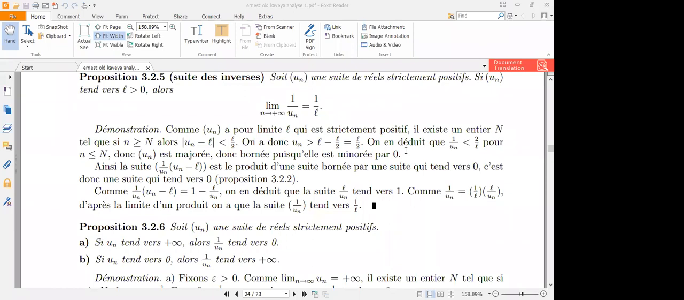And then what happens now, in this case here, they have multiplied the initial suite, which is 1 over the suite, by the redefinition of the suite in the other way, which is Un minus the L. Un minus the L. And then here they say that the product of these two suites, which are bounded, has a limit which is heading towards 0.